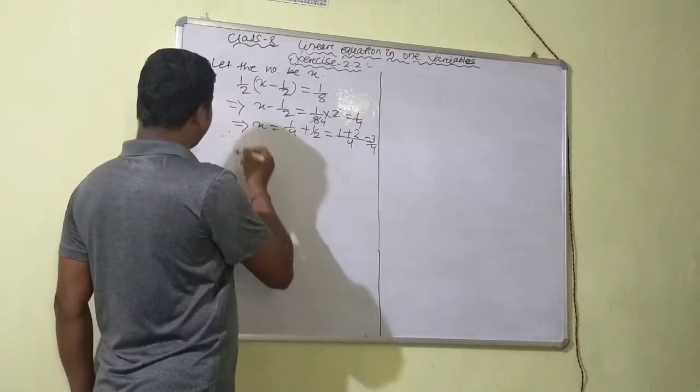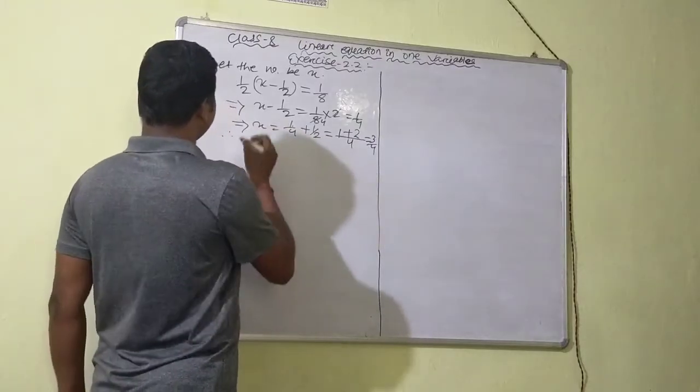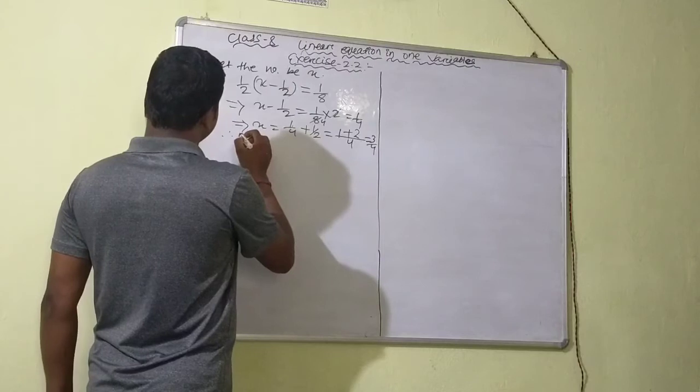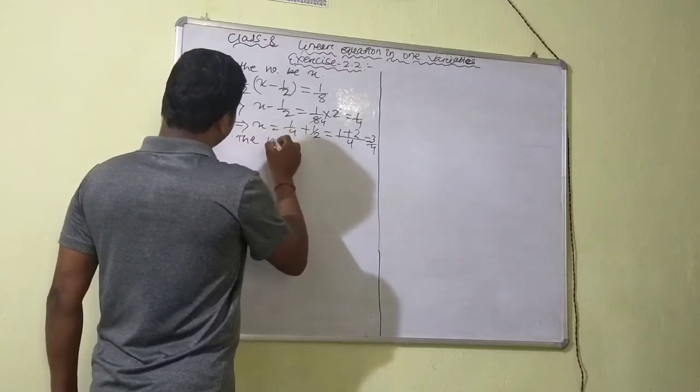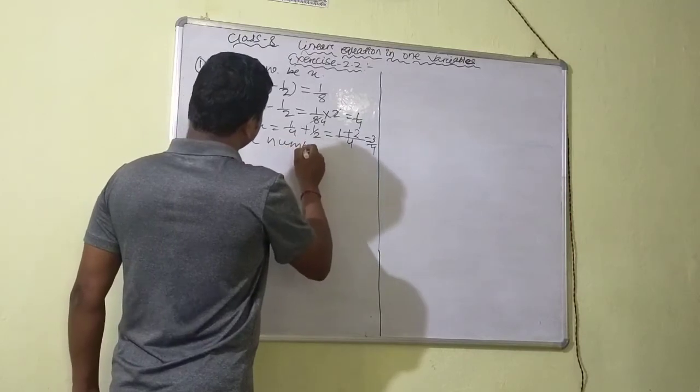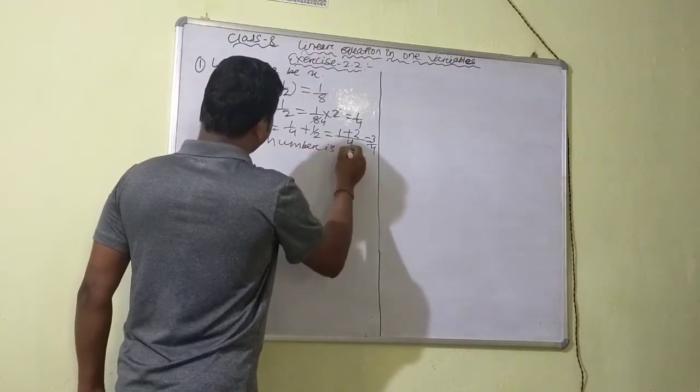Then as this is a word problem, we will have to write down the conclusion, that is, the number is 3 by 4.